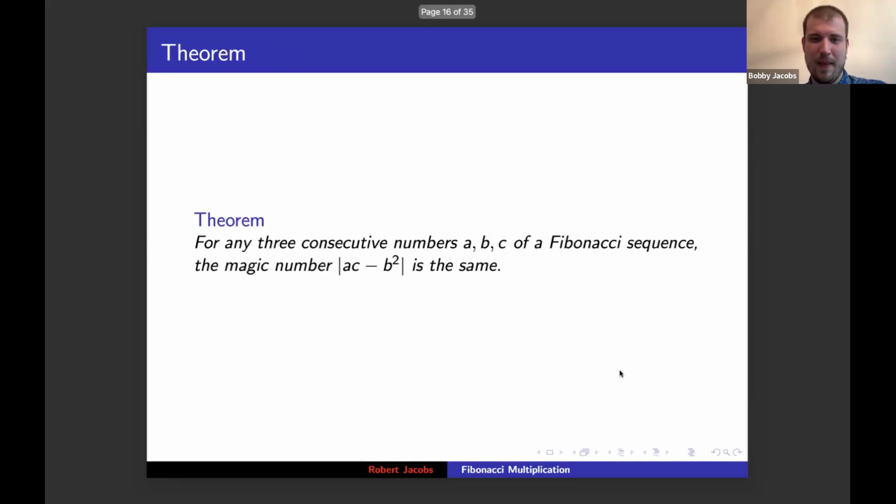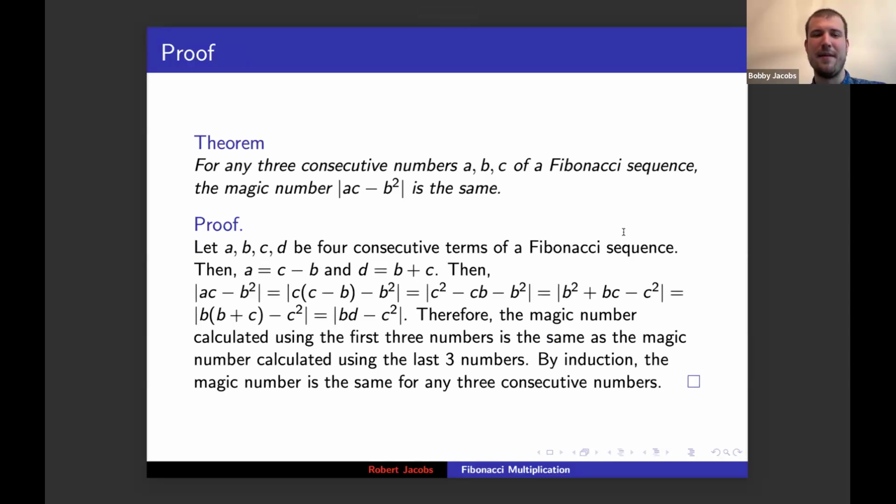Okay, and it turns out for any three consecutive terms of a Fibonacci sequence, A, B, and C, the magic number, the absolute value of AC minus B squared, is always the same. This is a constant for every three consecutive terms of a Fibonacci sequence. And so if we let A, B, C, and D be four consecutive terms of a Fibonacci sequence, we know that A is C minus B and D is B plus C.